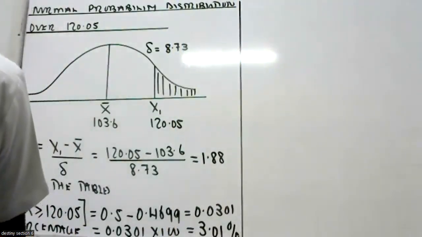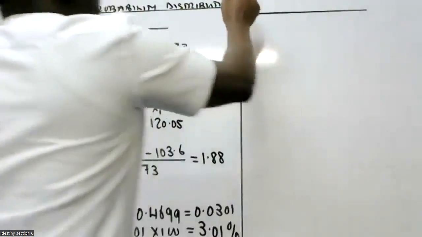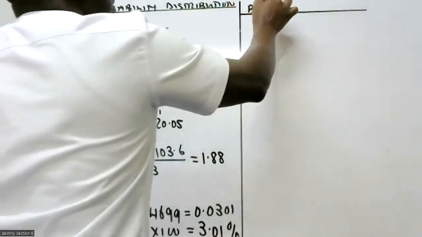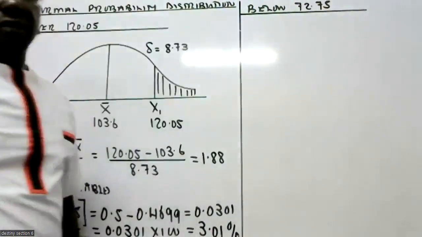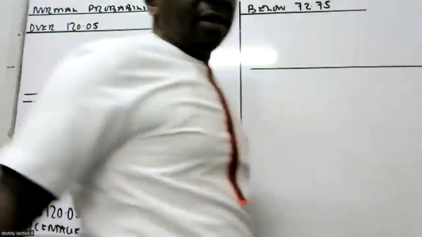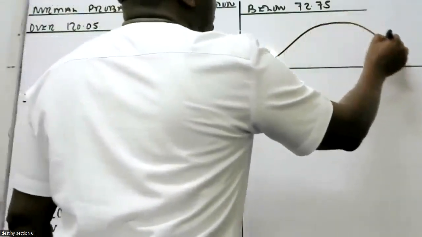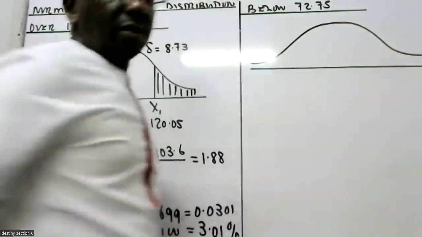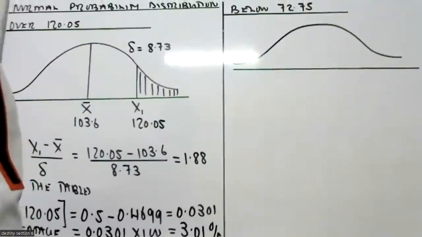Okay, the next one, below 72.75. So once again, we draw our table.